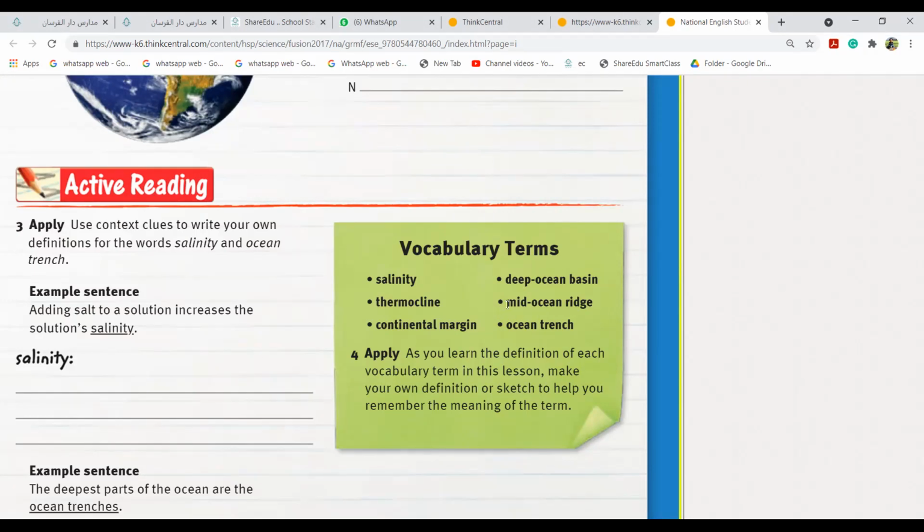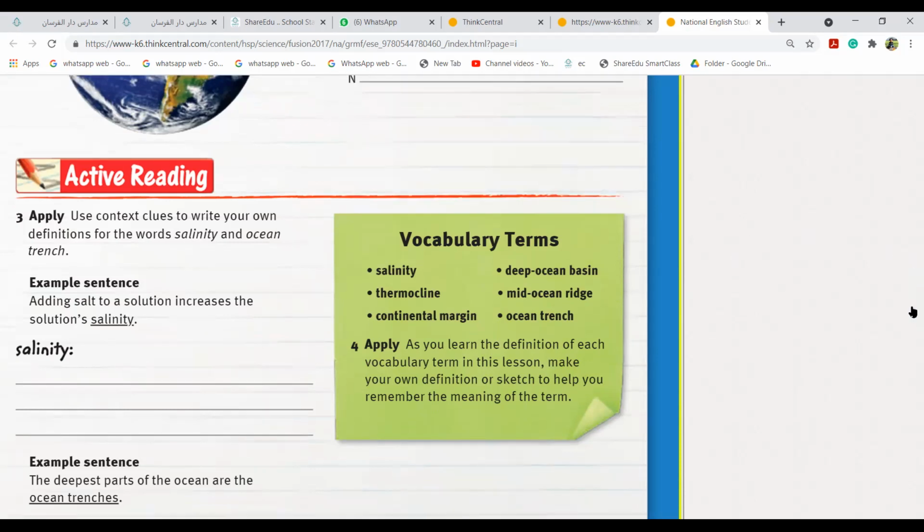And I explained to you about the mid-ocean ridge, how it is a mountain inside the ocean floor, how it divides and has cracks, and how it is related to the volcano. And finally, we studied ocean trenches.